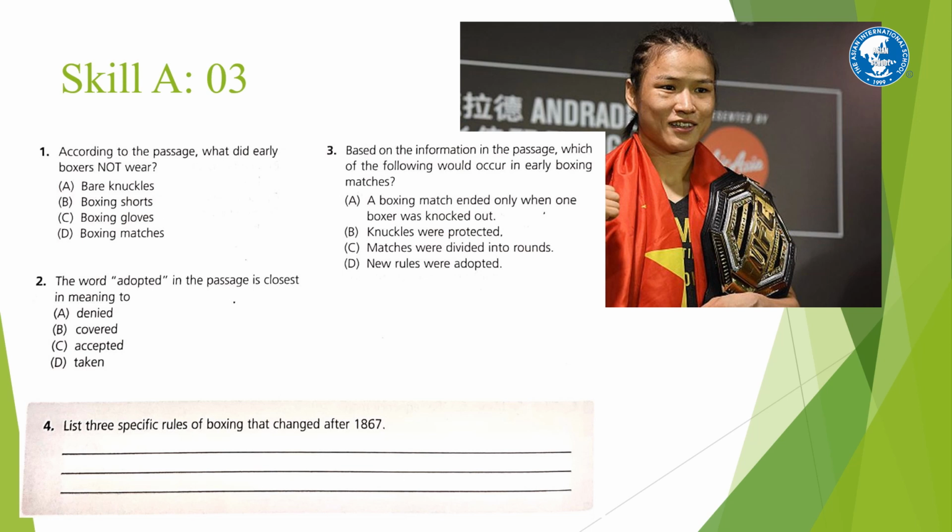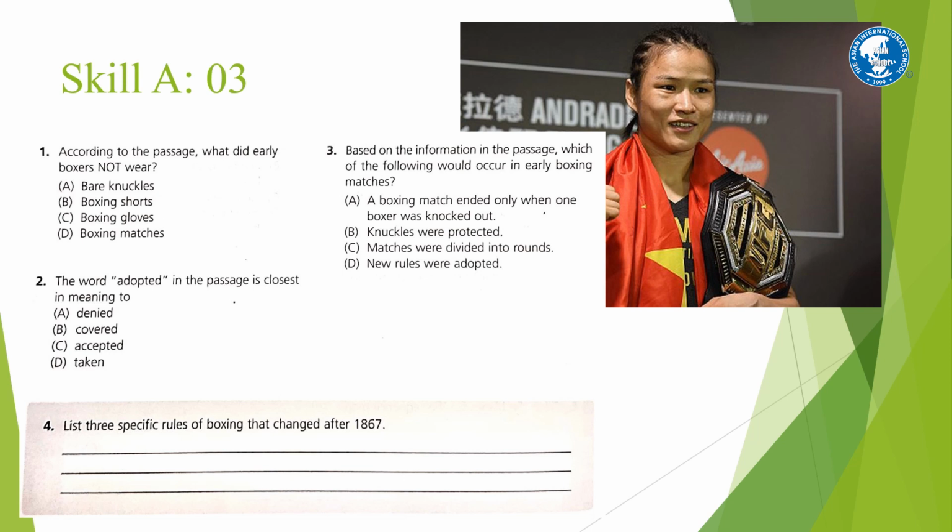Underneath that, question 4, you are asked to list the 3 specific rules of boxing that changed in 1867. You should be able to see this down in around about line 7 and 8. The 3 things were they added rounds, 3-minute periods with a little break in between.